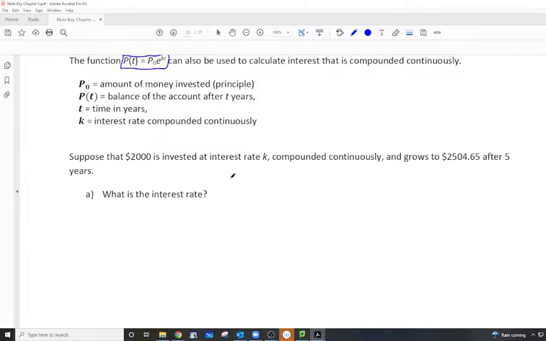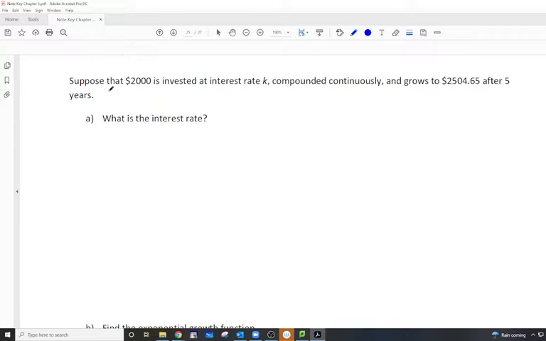So let's look at this first example. It says, suppose that $2,000 is invested at interest rate k, compounded continuously. That shows us that we are using a base e, and we're not going to use any other base. And it grows to $2,504.65 after 5 years. All right, let's start with my equation. P of t is equal to P naught e to the kt.